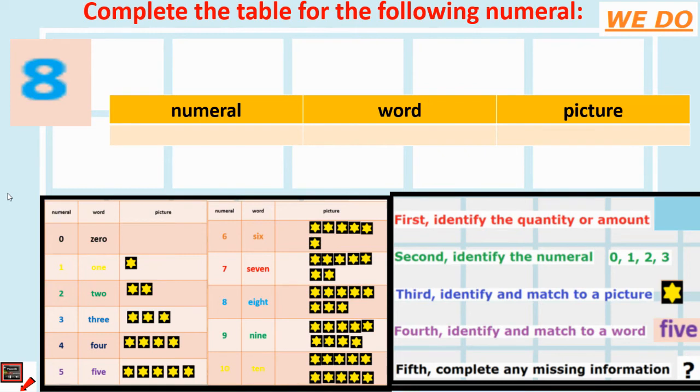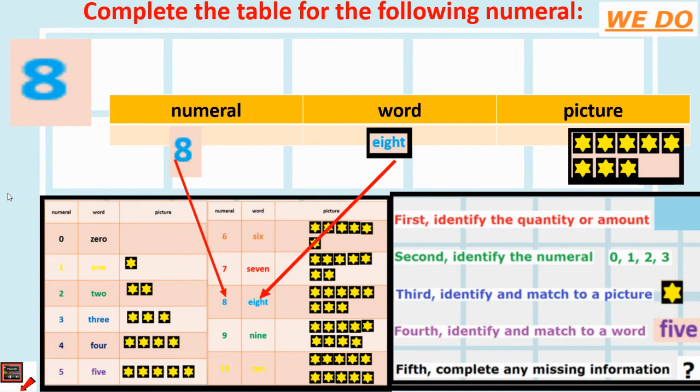All right, let's check and see if you got them correct. The numeral, of course, is 8 right there in blue. The word, 8 right there in blue next to it. And in the picture, I'm going to draw out 1, 2, 3, 4, 5, 6, 7, 8. 8 objects or something. How'd you do?